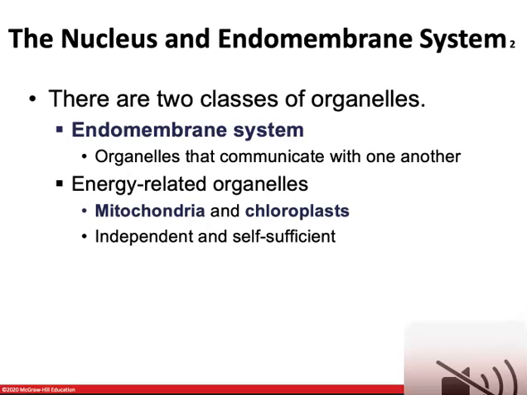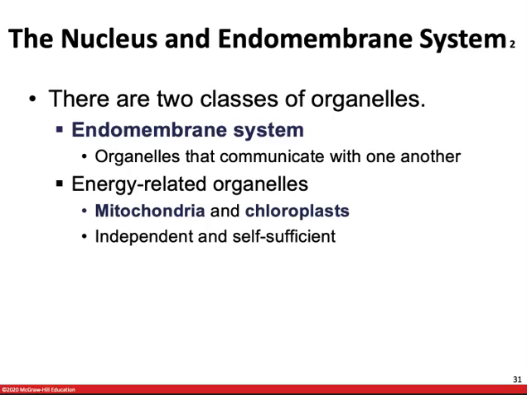As I sort of mentioned, there are going to be two classes of organelles. There's the endomembrane system, so those will be the organelles that communicate with one another. They're going to do this via membrane channels and small vesicles. The nucleus is going to contain the genetic instructions for the manufacturing of proteins that are involved in most of the cellular functions, and then the endomembrane system is going to be a series of membranous organelles that function to process the materials for the cell.